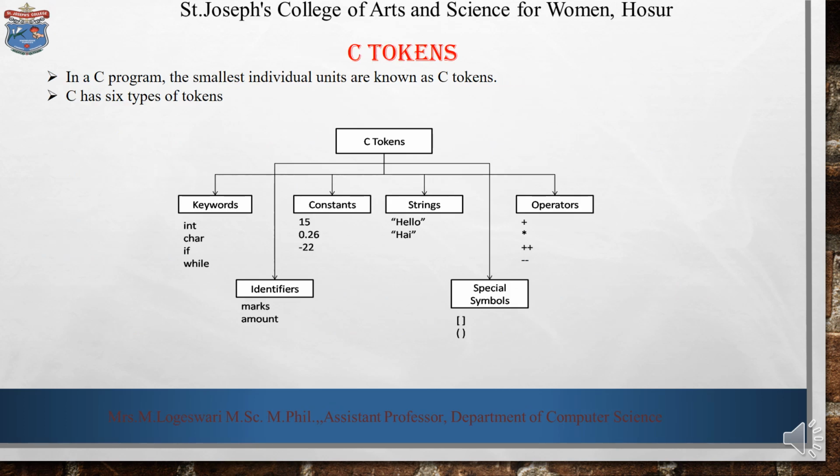Next we are going to see C tokens. The smallest individual units are called C tokens. C has 6 types of tokens. First one, keyword, identifier, constants, string, special symbols and operators.